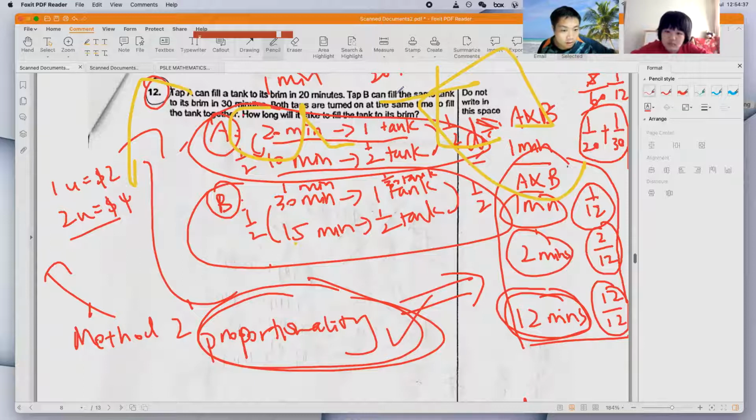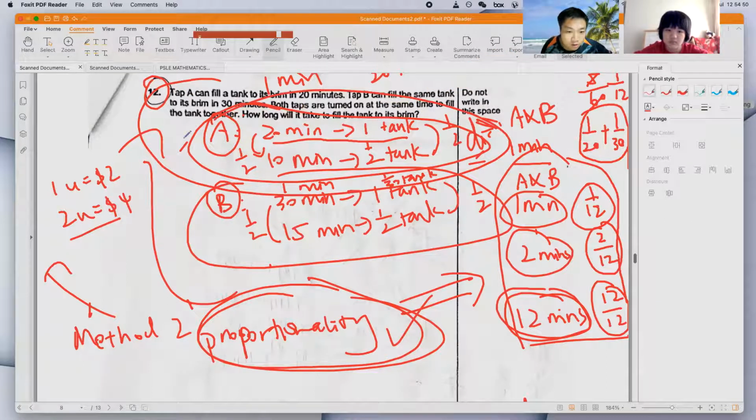How do you categorize this question? Rate. So you consider this is a rate question. So if this is a rate question, do you think this question is going to come out?